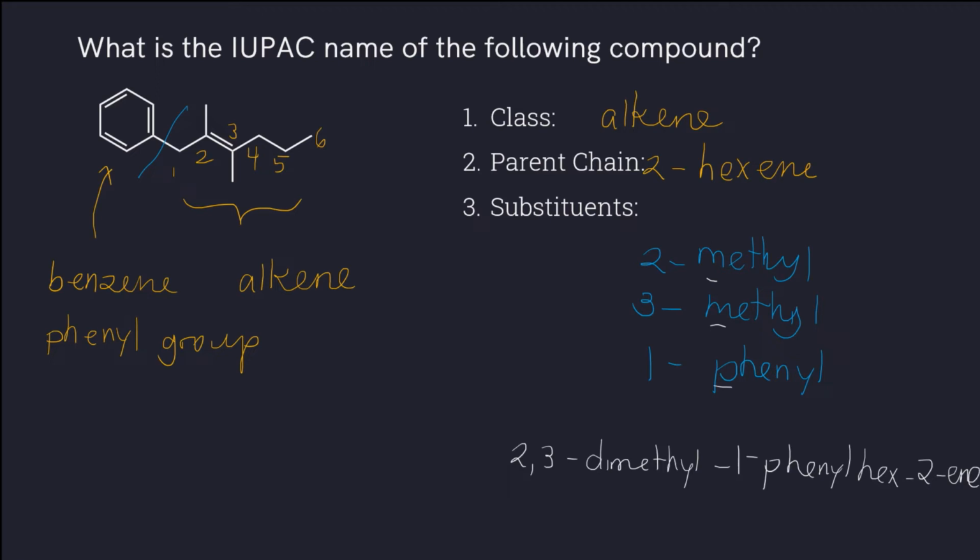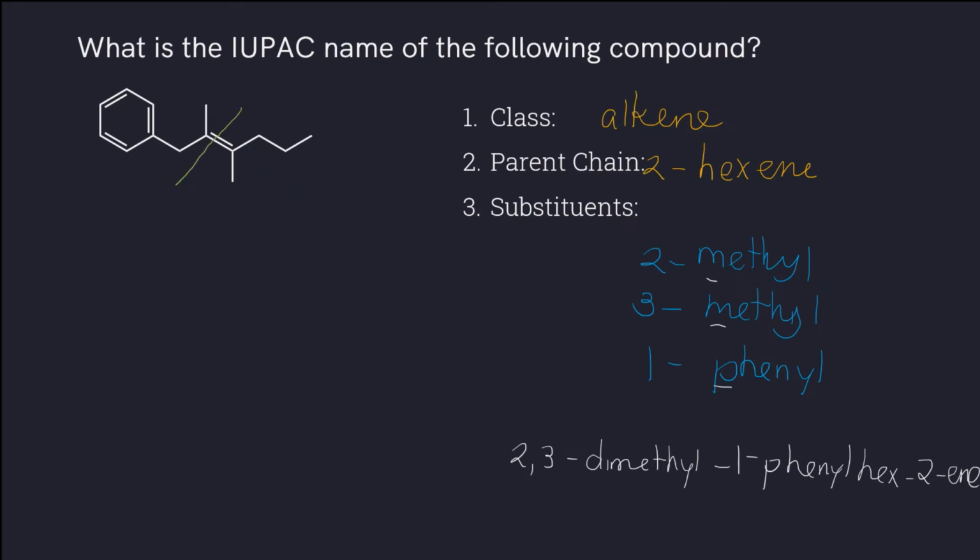Then let's check for stereoisomerism. So on either side of this double bond, there are 2 different groups. To assign its E or Z configuration, we have to determine which of these 2 groups on either side has the higher priority. We'll use the Cahn-Ingold-Prelog system to determine which one of these has the higher priority, similarly to what we did in alkenes.